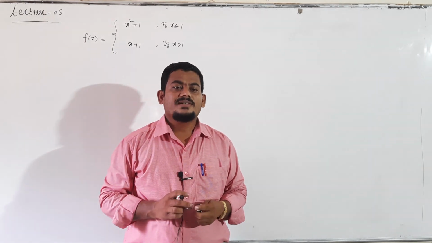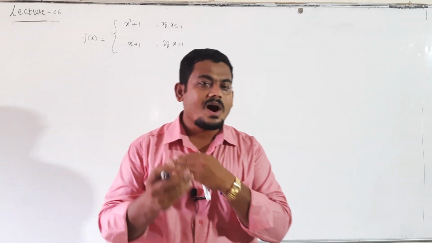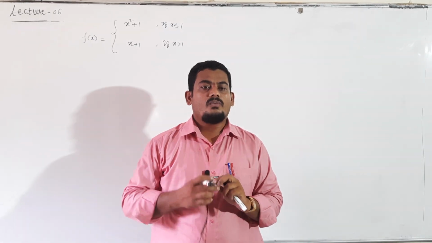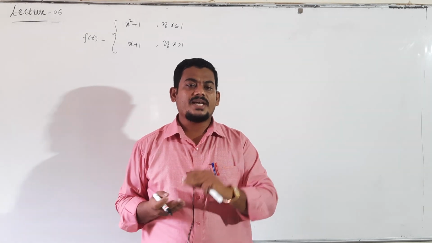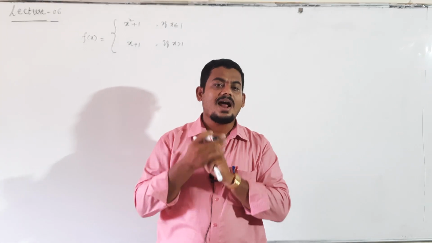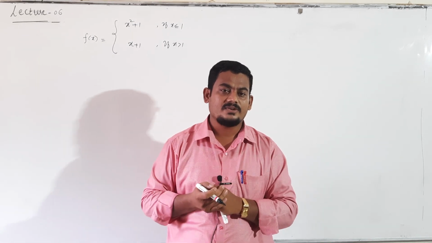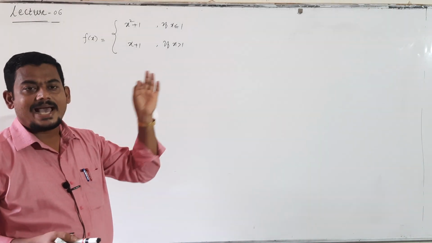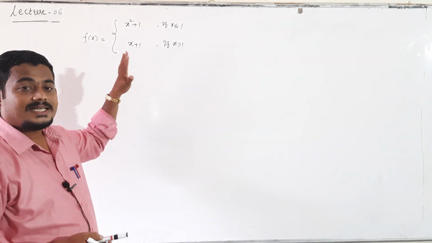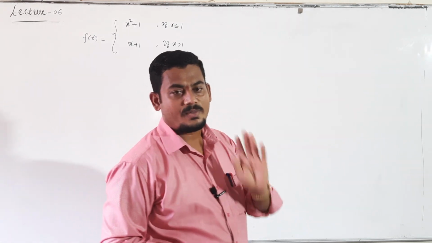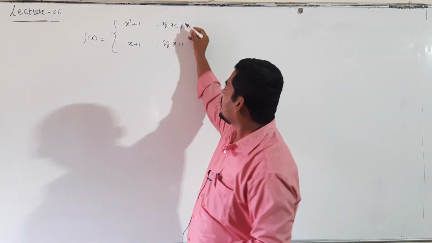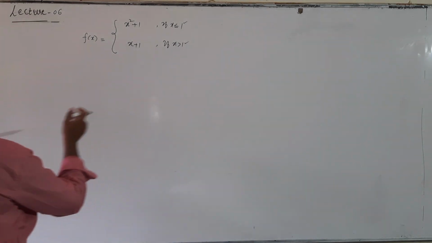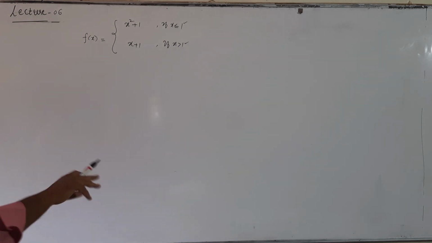Find all the points of discontinuity means at what point the given function is not continuous. Not continuous means discontinuous. In this case, a particular point they have not given, so check the continuity of the function throughout its domain. First check the continuity at 1, after that less than 1 and greater than 1.